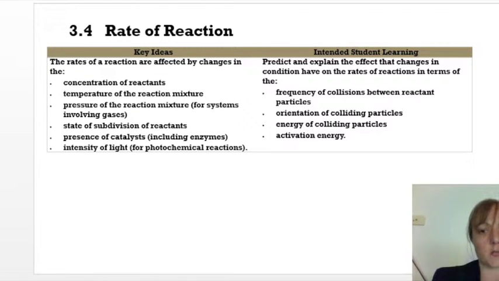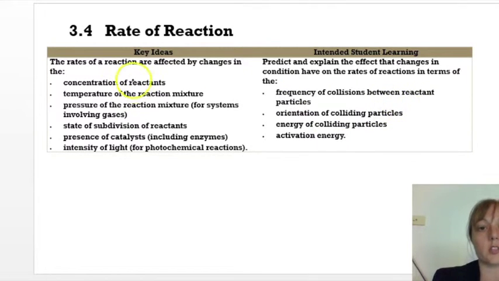So to have successful collisions that result in our products forming, this is determined by the frequency of the collisions, the orientation of the collisions, the energy of the collisions, and the activation energy required.